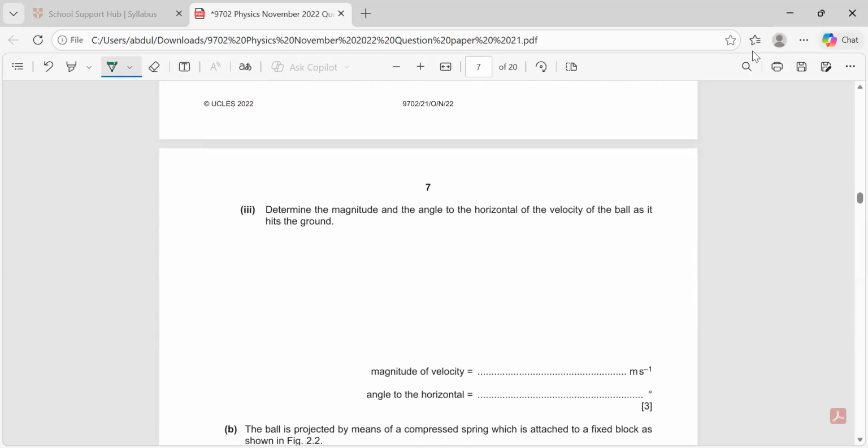Now, determine the magnitude and angle to the horizontal of the velocity of the ball as it hits the ground. Now we need to calculate the magnitude of the velocity. And my dear friends, if I'm going to draw this diagram here again, see, this will be a right angle triangle, if we are going with the head to tail rule. This is 4.9 meters per second. Then falling down vertically, that we just calculated, 3.6. So what will be the resultant?